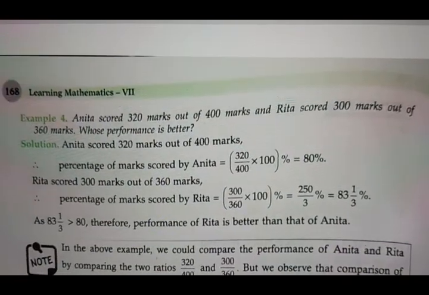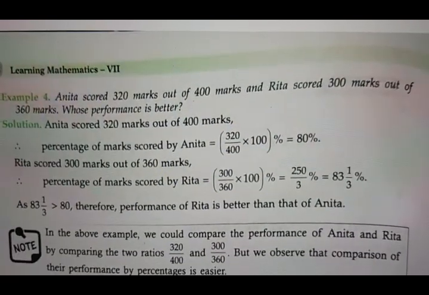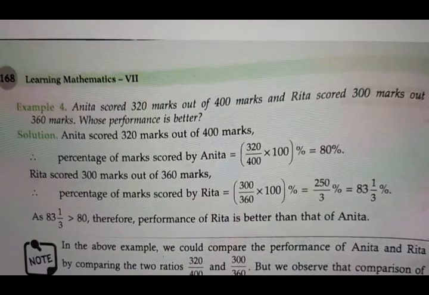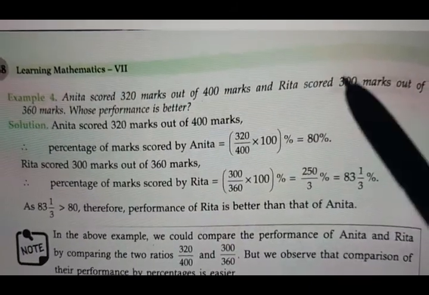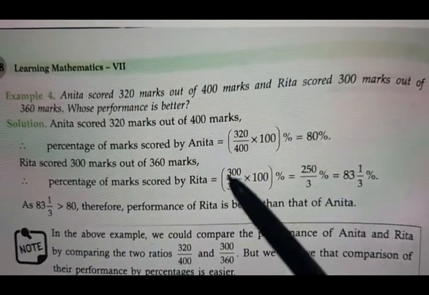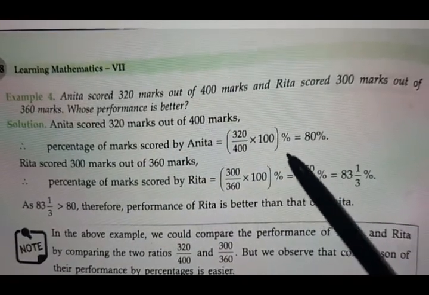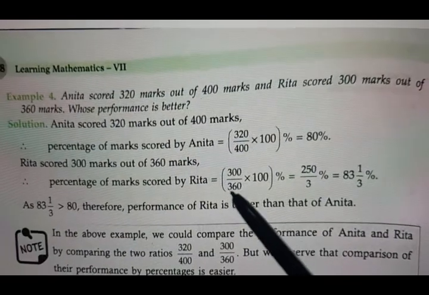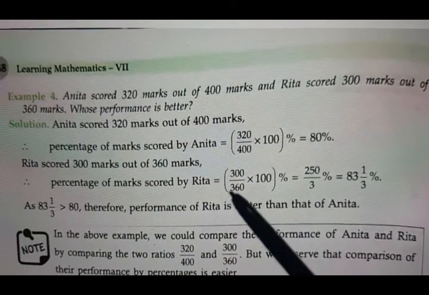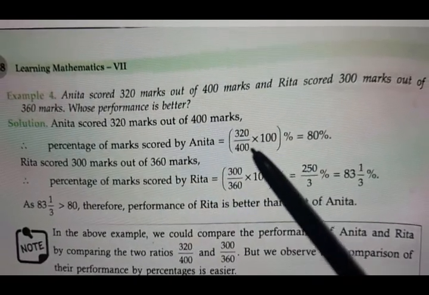Anita scored 320 marks out of 400 and Rita scored 300 marks out of 360. Who performed better? In these cases, we find the percentage separately. 320 upon 400 of 100 will give you 80%. For Rita, the zero cancels out.